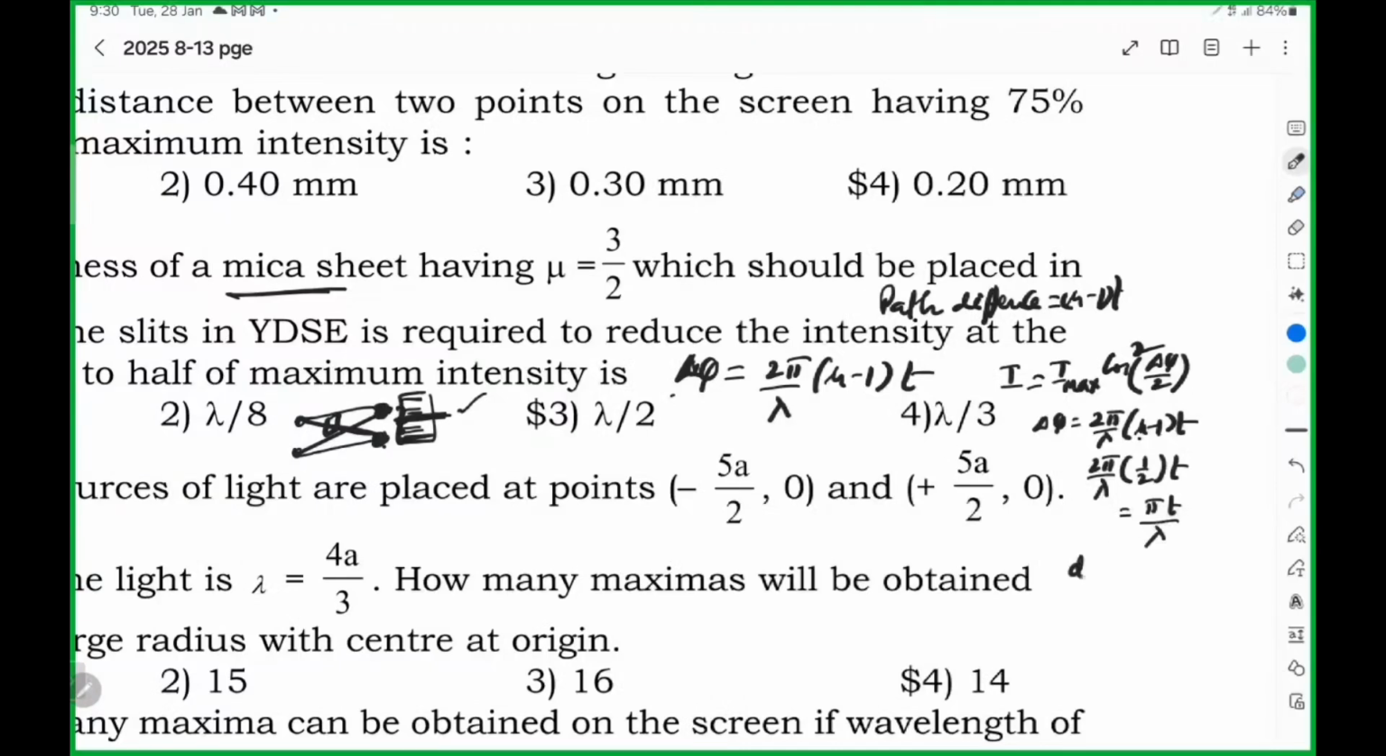Path difference is d sin theta is n lambda. So here sin theta is same as tan theta, which is y by capital D, where d is the slit separation and D is the distance to the screen, which is n lambda.